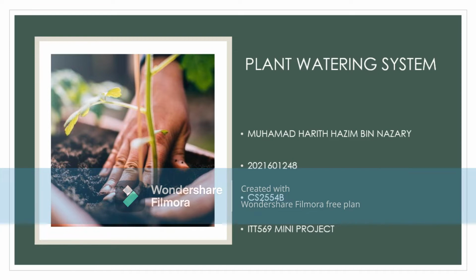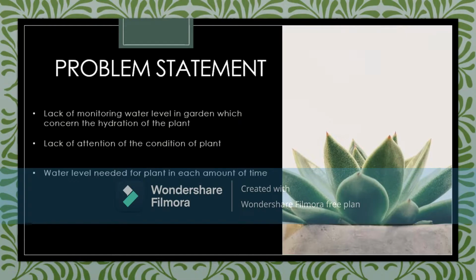For the ITT 569 mini project, I will do the plant watering system. The problem statement is the lack of monitoring of the water level, which can affect the hydration of the plant. Plants require daily attention to track the humidity of the soil and water, as it is essential to keep it balanced. It also becomes difficult for people to monitor their garden when they have a busy schedule.